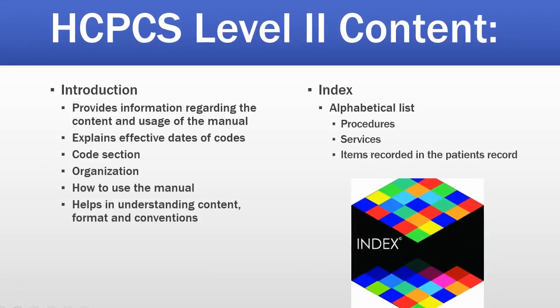Next, let's talk about content. The HCPCS Level 2 content includes 5 content areas, the first one being Introduction, which provides information regarding the content and usage of the manual, explains the effective dates of the codes, the code section, the organization, how to use the manual, and it also helps in understanding the content, format, and conventions. And then the next content item is Index, and it includes the alphabetical listing of procedural services and items recorded in the patient's record.